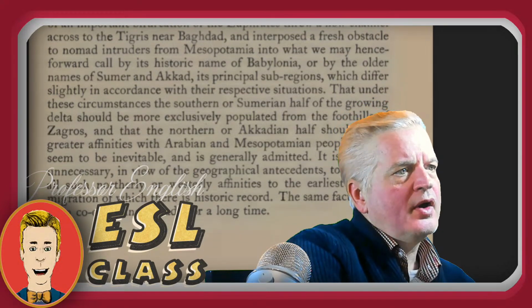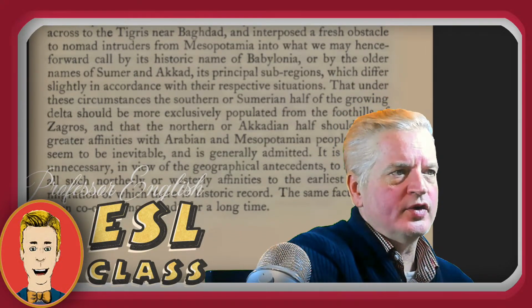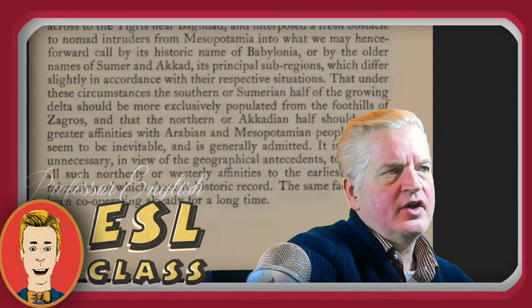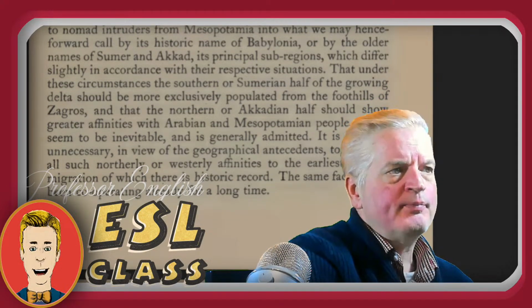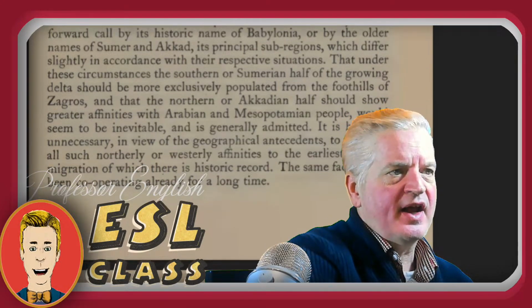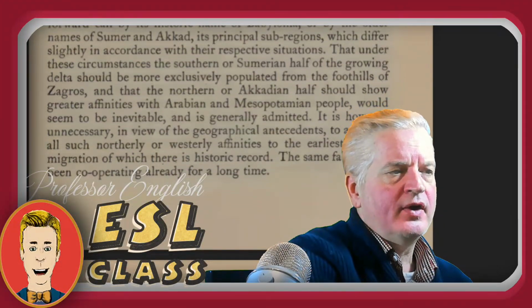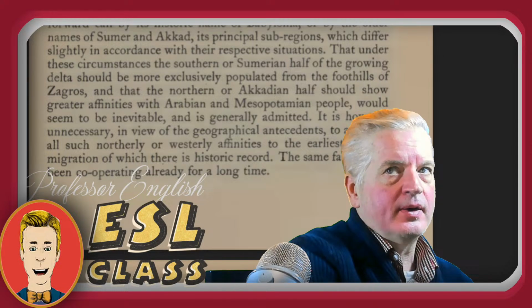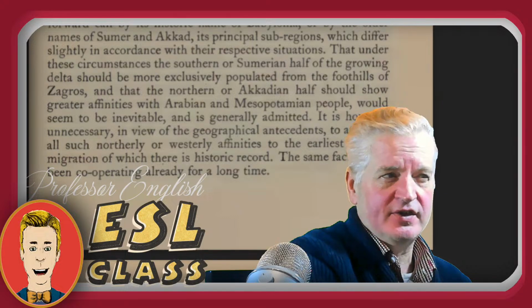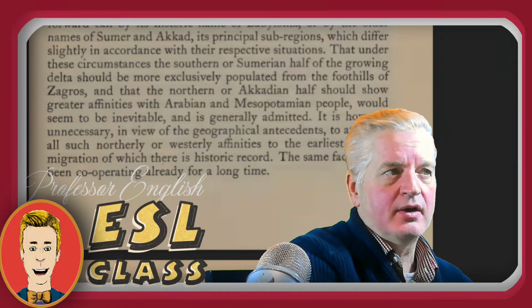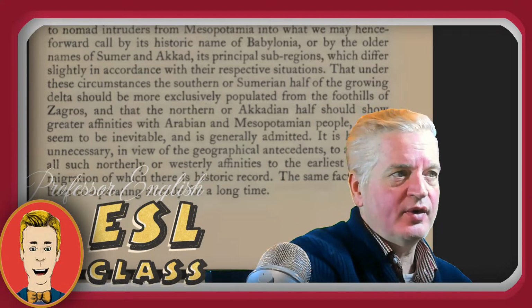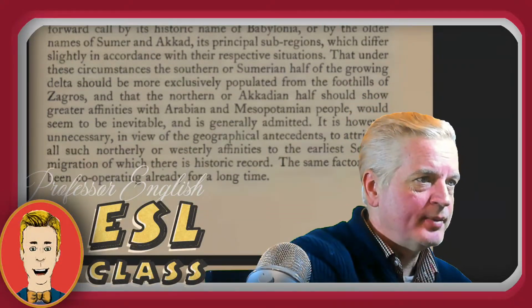Okay. Under these circumstances, the southern or Sumerian half of the growing delta should be more exclusively populated from the foothills of Zagros, and the northern or Akkadian half should show greater affinities with Arabian or Mesopotamian people. So they're trying to explain the differences in the way people look in Iran or Arabia. But it's such a long time ago. I'm sure that's changed quite a bit.